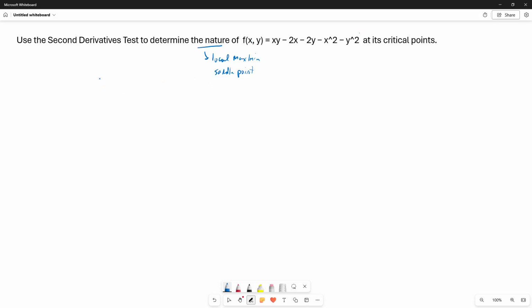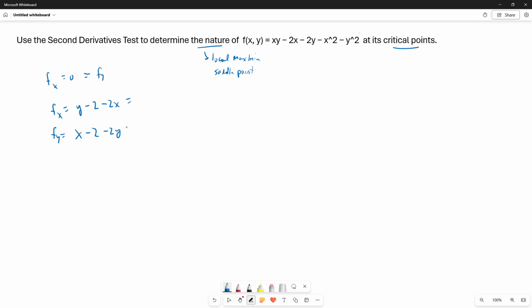or possibly neither of these. So first, find the critical points. The critical points are where f sub x and f sub y are both 0. So f sub x is y minus 2 minus 2x, and f sub y is x minus 2 minus 2y.